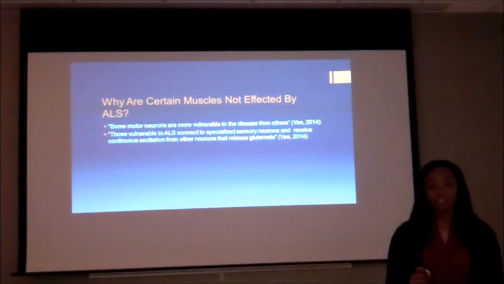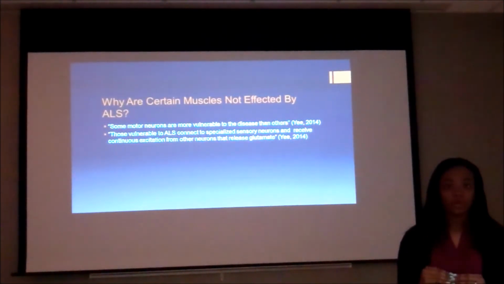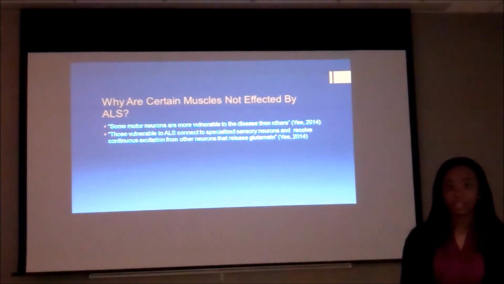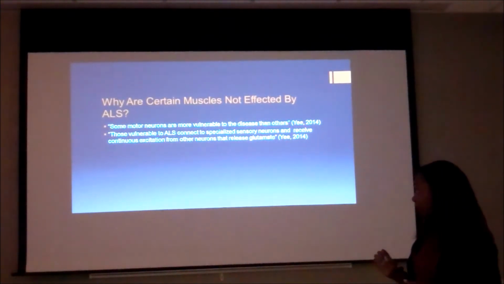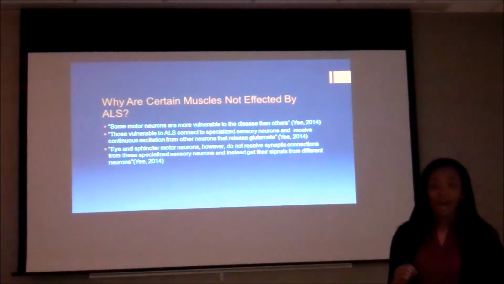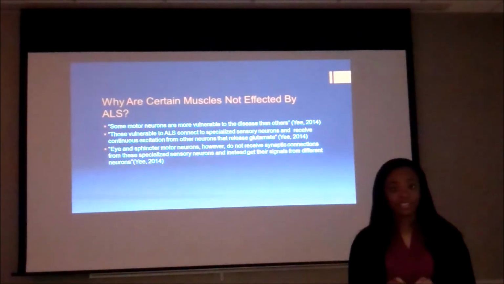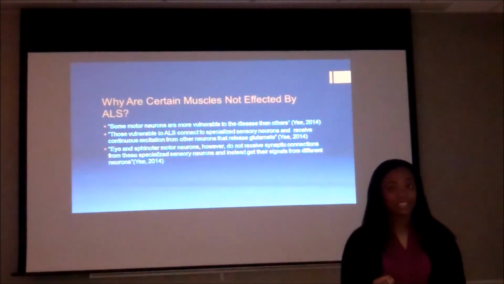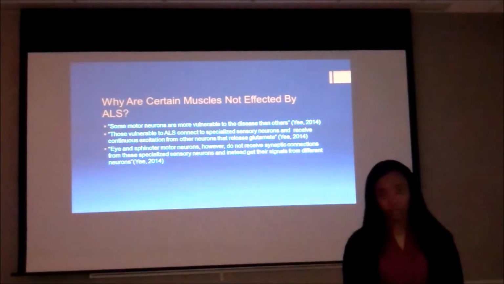And remember that glutamate is an important neurotransmitter that focuses on the motor neurons to release and trigger muscle movement in the glands or the muscles. So in other words, the eye and sphincter motor neurons do not receive connections from the specialized motor neurons. They connect to other motor neurons.